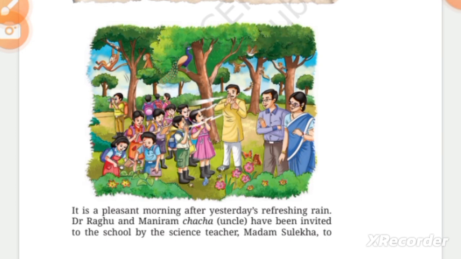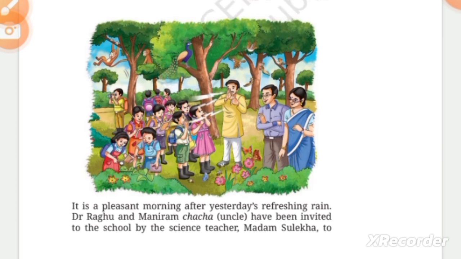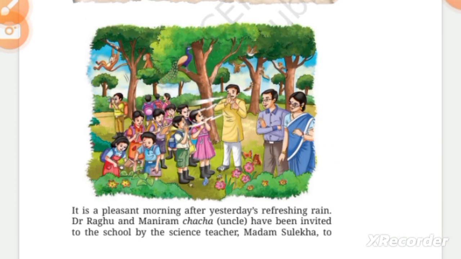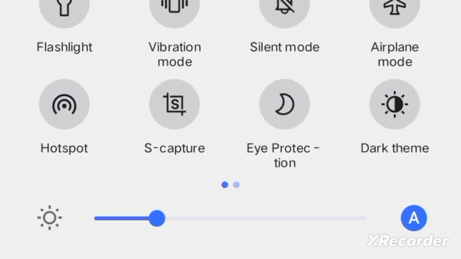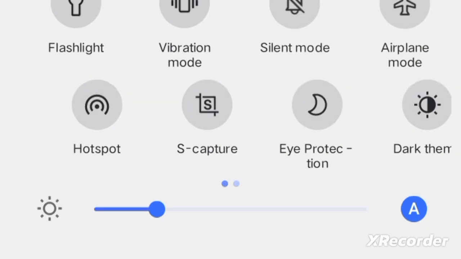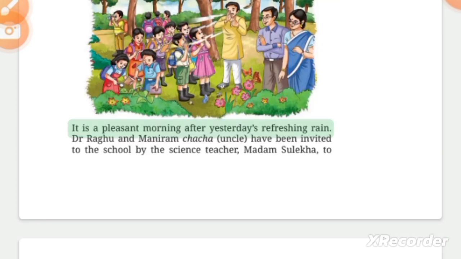Trees stand in the sun and give shade to others. Their fruits are also for others. Likewise, good people bear all hardships and bring welfare to others. They give to others whatever they have earned. While saying, "It is a pleasant morning after yesterday's refreshing rain."